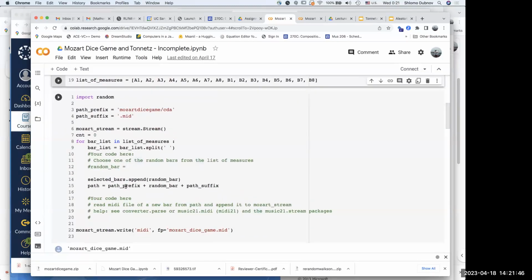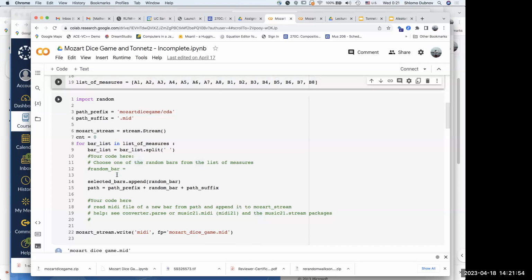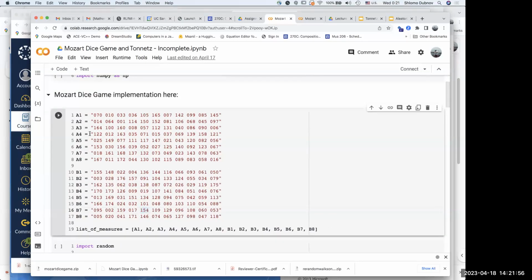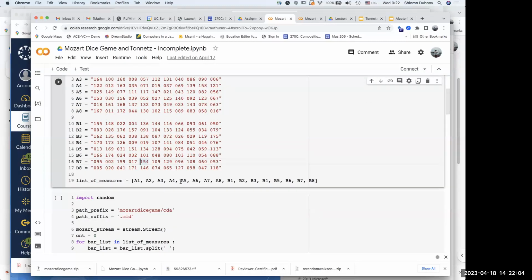And the idea is that you sequence them, okay? And create a path through this matrix, going from A1 to B8, where each time you select one of the random bars. Okay, so that's the whole idea. Now it's a long explanation for something which is straightforward.